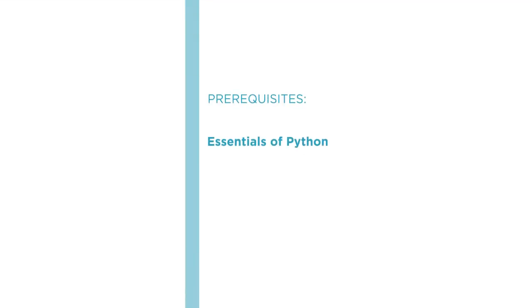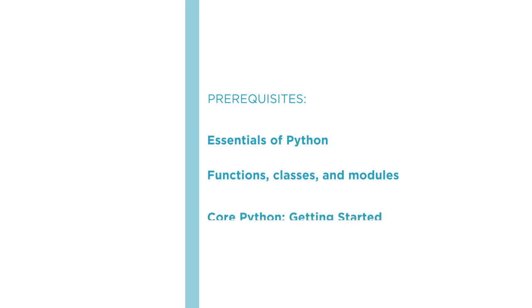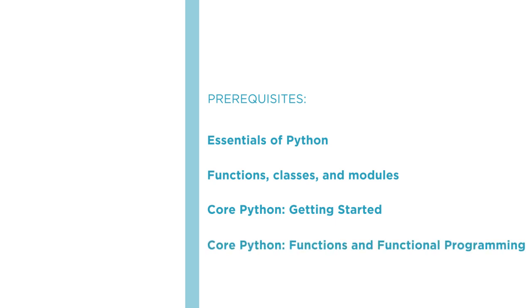Before beginning this course, students should be familiar with the essentials of the Python language, including functions, classes, and modules. This course assumes knowledge of these topics equivalent to what's presented in Core Python Getting Started, Core Python Functions and Functional Programming, and Core Python Classes and Object Orientation.